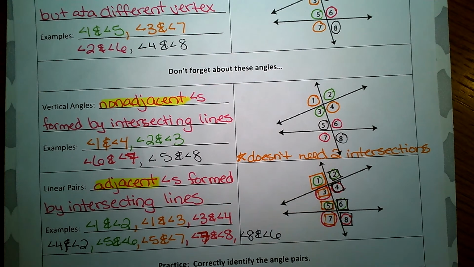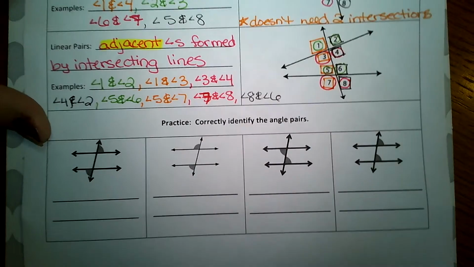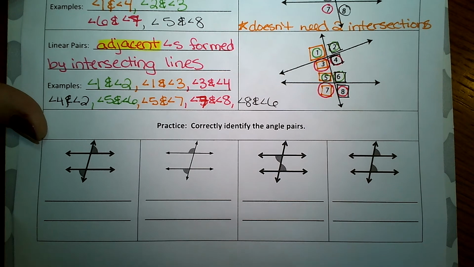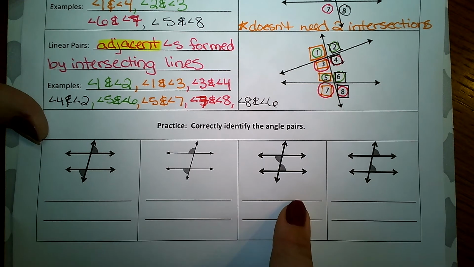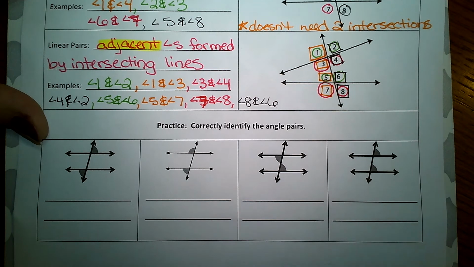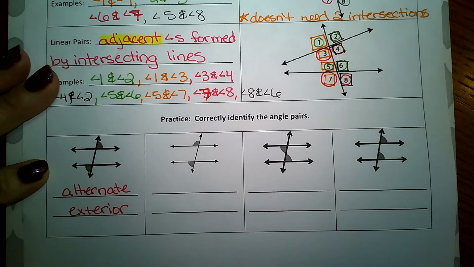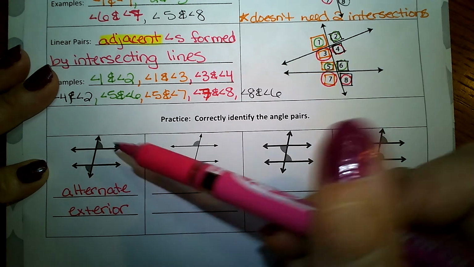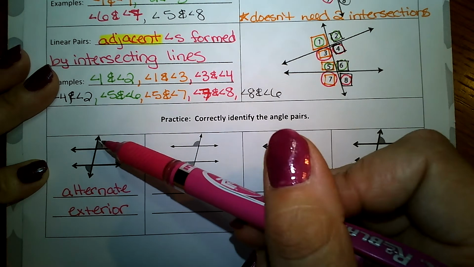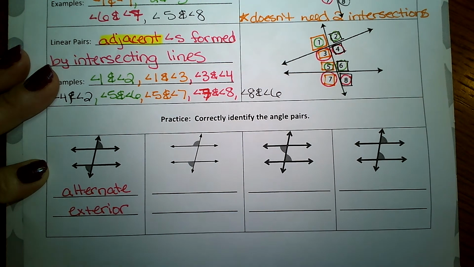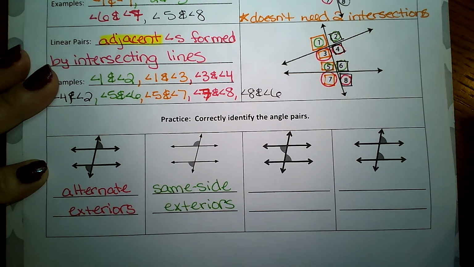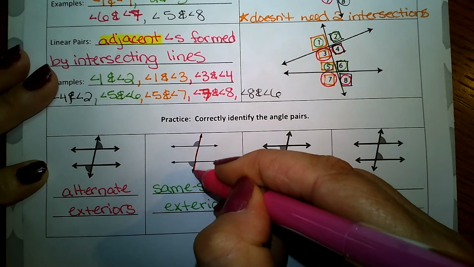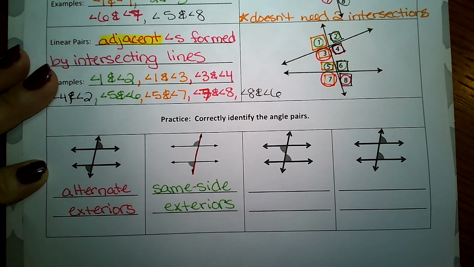Okay, what I want you to do in this bottom part is, I recommend you pause the video and see if you can identify each of these pairs correctly. This first pair is a pair of alternate exterior angles. They are on opposite sides of the transversal and outside the horizontal lines. Try the next one. This pair are same side exterior angles. They're on the same side of the transversal. They're both on the left, and they are exterior angles.